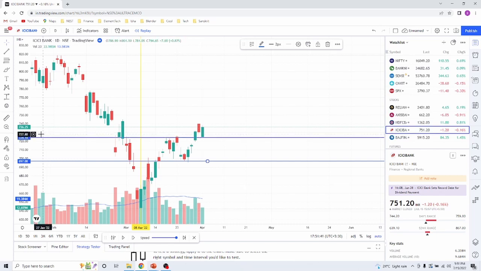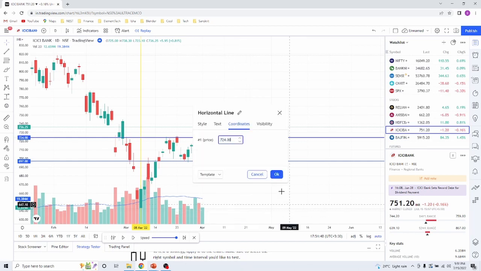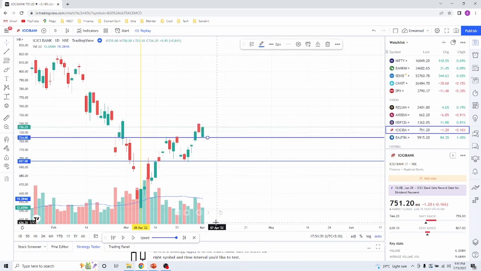So let me say I sell at 724, right? Because I saw the price action and I saw some reversal happening here. Okay, so if I sell here, what is the profit we have made? Again, we can use this tool. We bought it at 697, it went to 740, and I sold at 724, right? So 27 rupees profit basically.